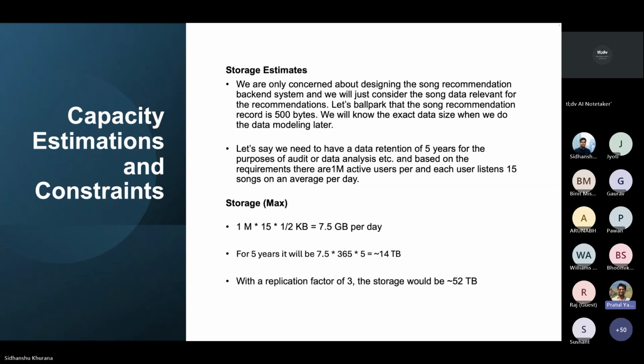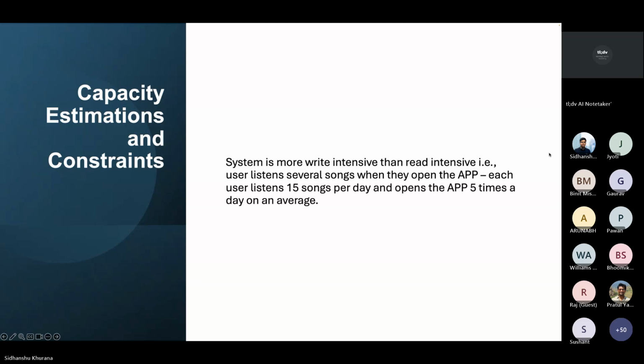And then there could be a replication factor. So we may want to store this data in 3 different availability zones, typically called data centers. So we need to have a storage of 52 terabytes for 5 years, which is a decent or reasonable trade-off that we can have with cost. So can we move forward, Sudhanshu?